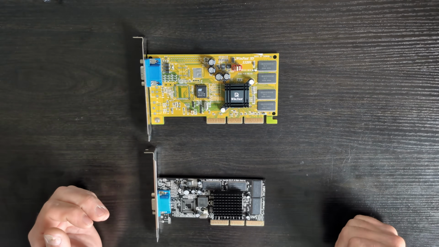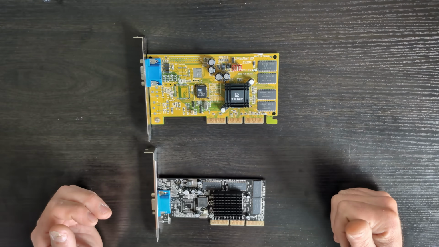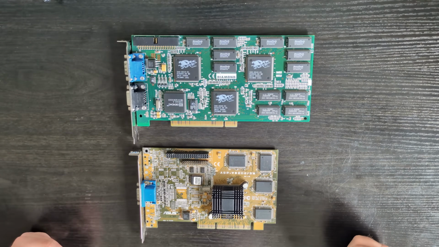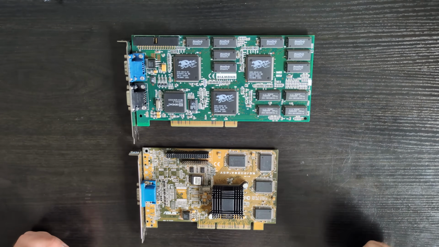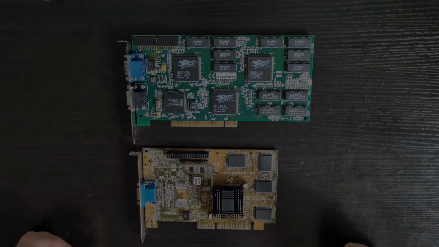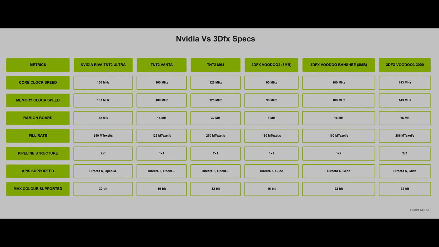So representing NVIDIA, we've got the TNT2 Vanta, and down here on the bottom, we've got the TNT2 M64. And representing 3dfx, we've got the legendary Voodoo 2, and down the bottom here, we've got the Voodoo Banshee. So here's a list of specs for all the cards.